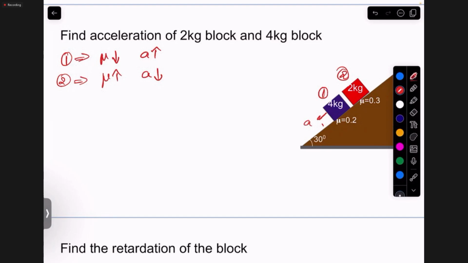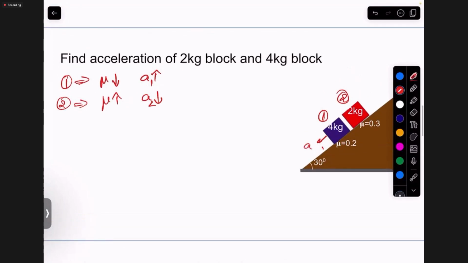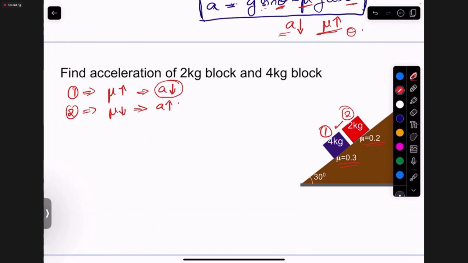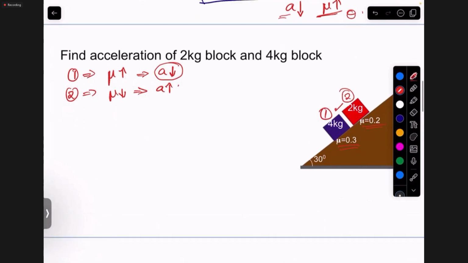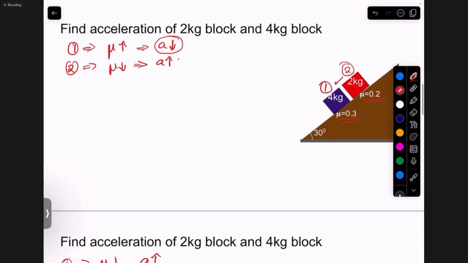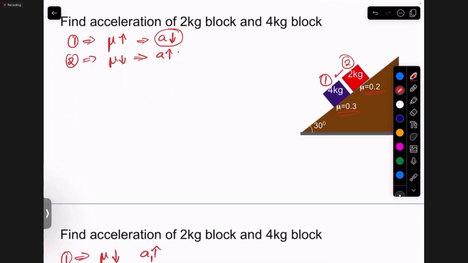So both of them will have different accelerations, A1 and A2. We will try to solve this problem. First we will solve this problem. So what are we supposed to do? Here 0.3 mu is there, and 0.2 mu is there, between 2 kg and 4 kg, and you need to find the acceleration of both the blocks.